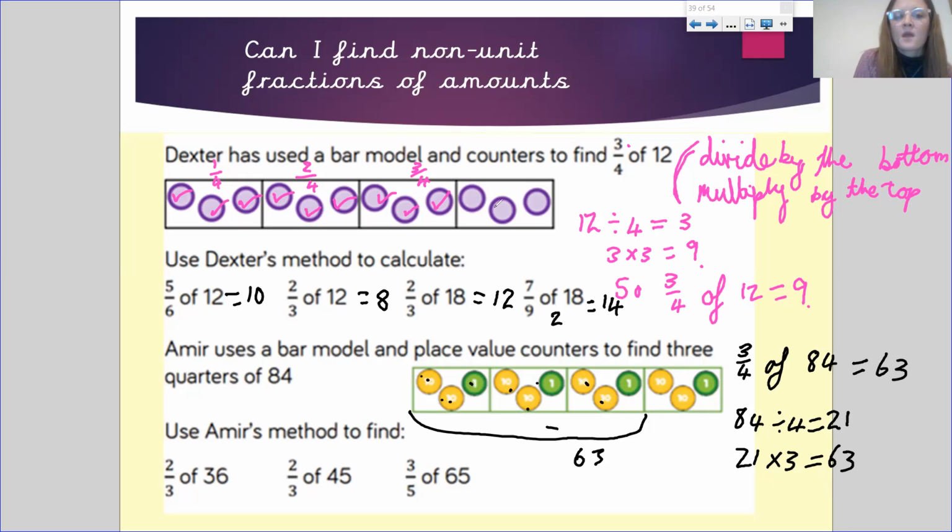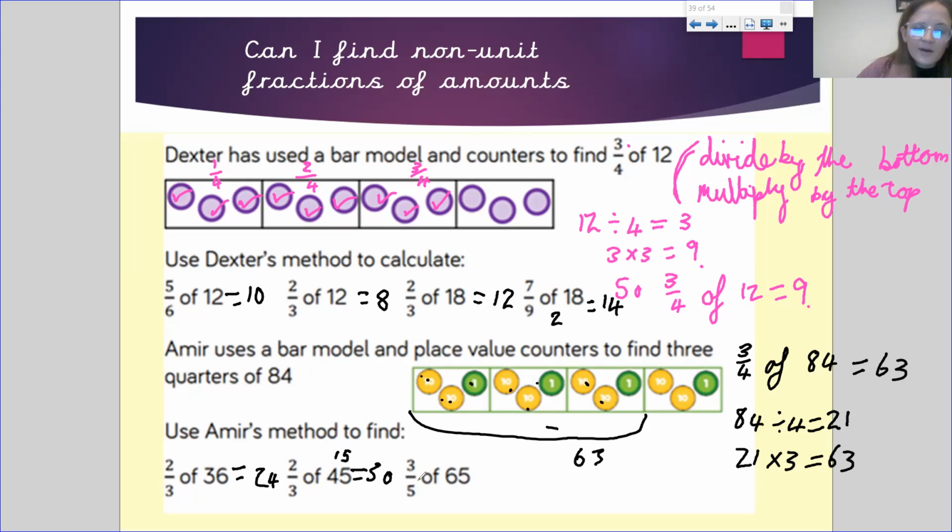Right, well done. Hopefully you've redrawn these using a ruler and your bar model and your place value counters, but I will do the shortened version just to go over the answers with you and you can check them. So 36 divided by 3 is 12. 12 times 2 is equal to 24. 45 divided by 3 will give me, let me just check this, I think it's 15. So 15, 30, 45, yes, and I times that by 2, and that will give me 30.